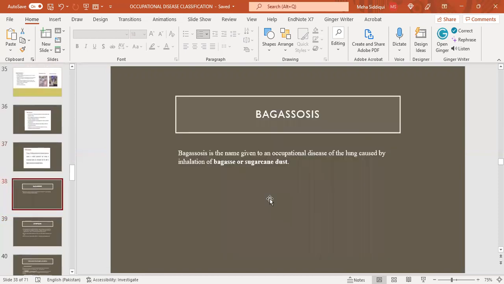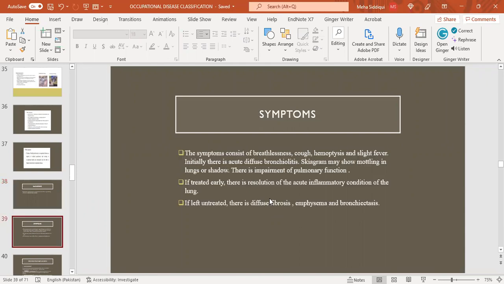And moving to bagassosis, it is the name given to an occupational disease of the lung caused by inhalation of bagasse or sugar cane dust. The symptoms consist of breathlessness, cough, hemoptysis, and slight fever. Initially, there is acute diffuse bronchiolitis, and X-ray may show mottling in the lung or shadows. There is impairment of pulmonary function.